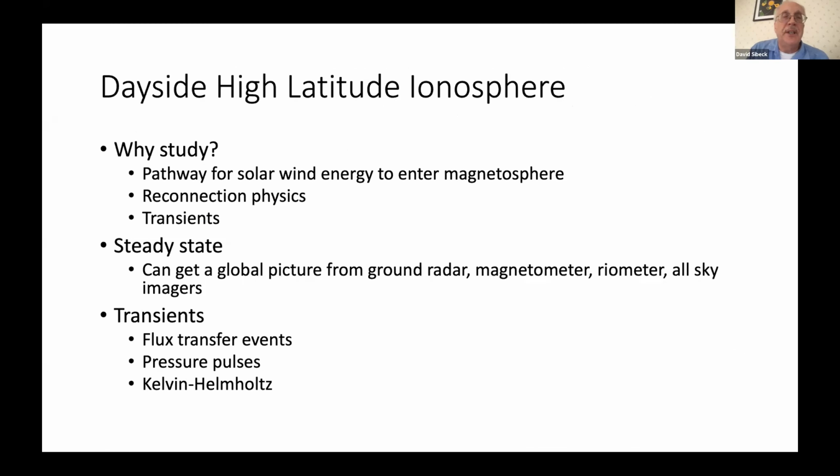So last topic, dayside high latitude ionosphere. Why study this? We can use ground-based measurements in the high latitude ionosphere to study solar wind entry into the magnetosphere. It's a great place to remotely study reconnection physics and transients in the solar wind magnetosphere interaction. We have a whole array of observatories there, which include ground radar, magnetometer, riometer, and all-sky imagers that can help us reach our conclusions. There are lots of cool transients.